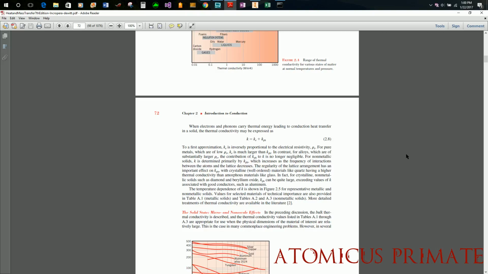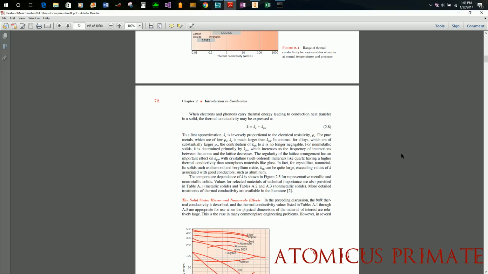For nonmetallic solids, K is determined primarily by K sub ph, which increases as the frequency of interactions between the atoms and the lattice decreases. The regularity of the lattice arrangement has an important effect on K sub ph, with crystalline, that is to say, well-ordered, materials like quartz having a higher thermal conductivity than amorphous materials like glass. In fact, for crystalline nonmetallic solids such as diamond and beryllium oxide, K sub ph can be quite large, exceeding values of K associated with good conductors such as aluminum.